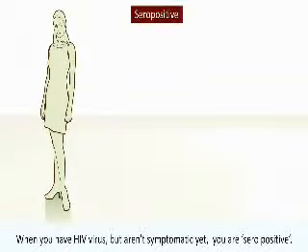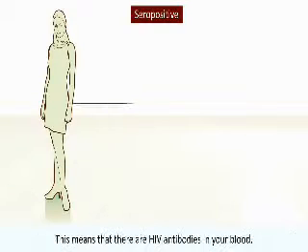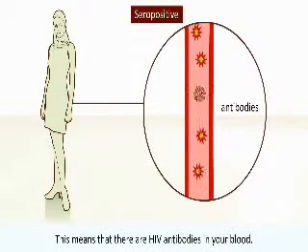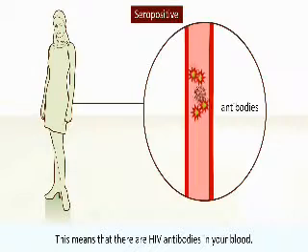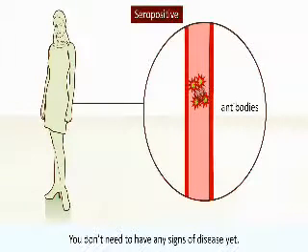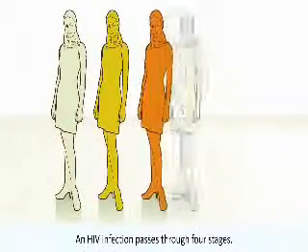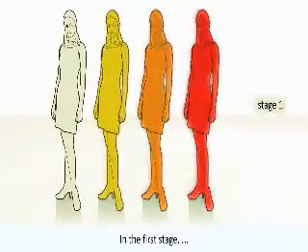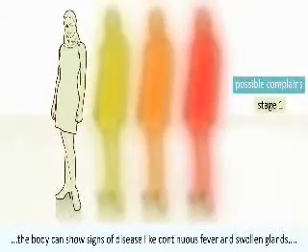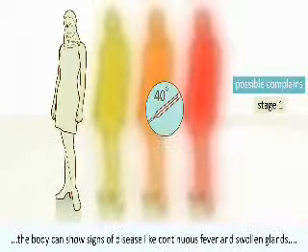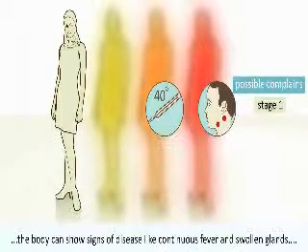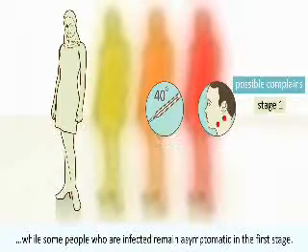When you have the HIV virus but aren't symptomatic yet, you are seropositive. This means that there are HIV antibodies in your blood. You don't need to have any signs of disease yet. An HIV infection passes through 4 stages. In the first stage, the body can show signs of disease like continuous fever and swollen glands, while some people who are infected remain asymptomatic in the first stage.